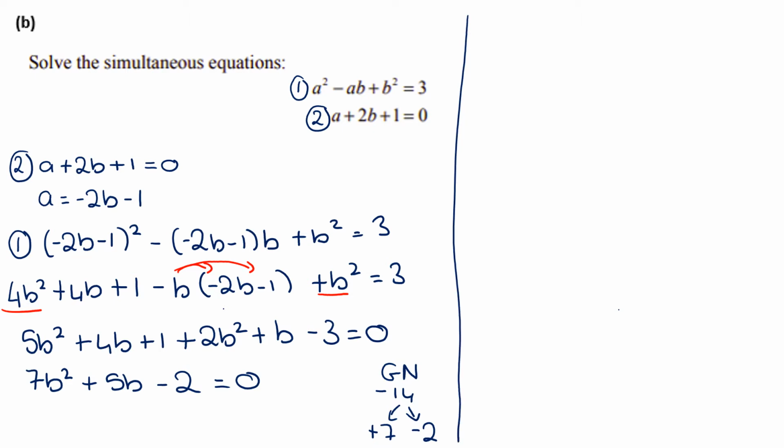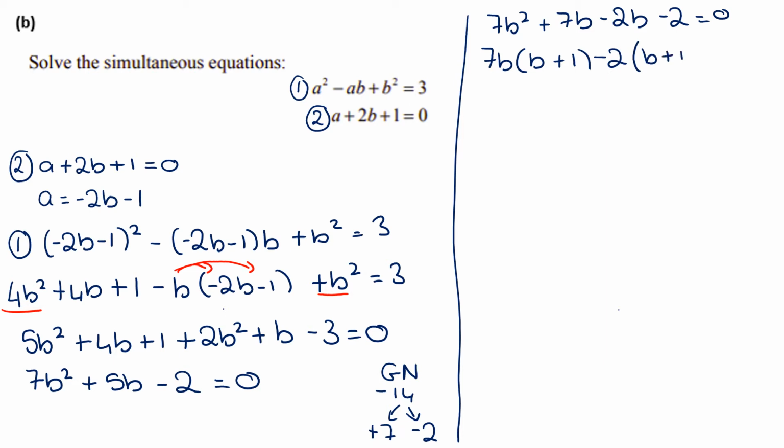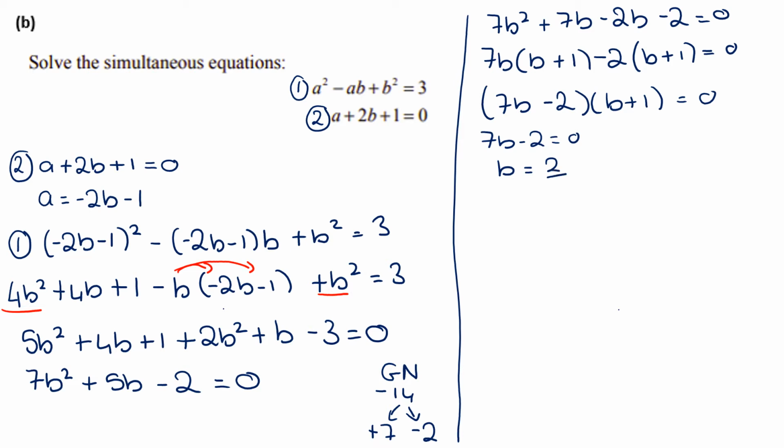So I'm going to move up here to finish that. So that gives me 7b squared plus 7b minus 2b minus 2 equals 0. 7b is common, b plus 1, minus 2, and again b plus 1 equals 0. So that gives me a 7b minus 2, and b plus 1 equals 0. That works out either 7b minus 2 equals 0, which gives us b is equal to 2 over 7, or b plus 1 equals 0, which gives me b equals minus 1.